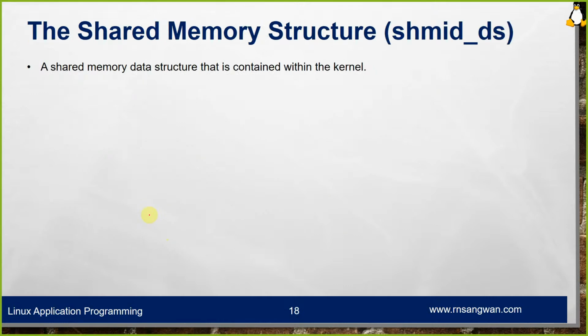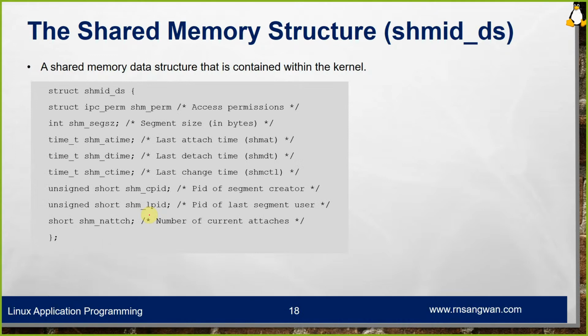Then the shared memory ID structure, shmid_ds, the data structure which was referred to in the walkthrough. The shared memory data structure that is contained within the kernel. This is the complete structure. Look at what we have: shared memory data structure, IPC permission, SHM permission, access permissions for this, SHM size in bytes, last attach time, last detach time, last change time. So shm_atime, dtime, ctime, that is A time, D time, C time.